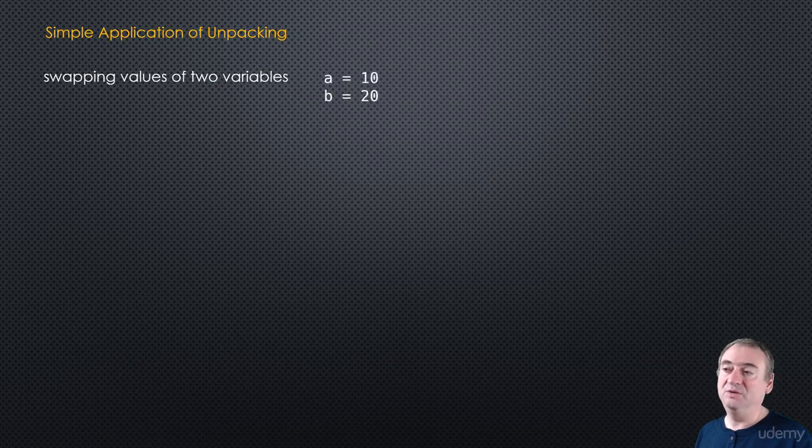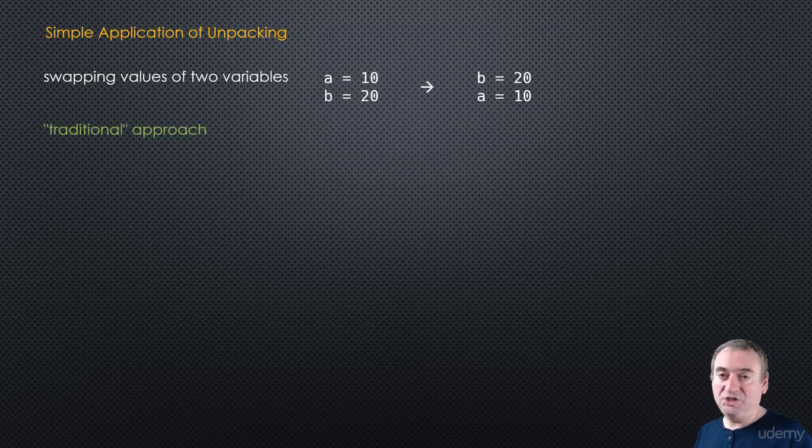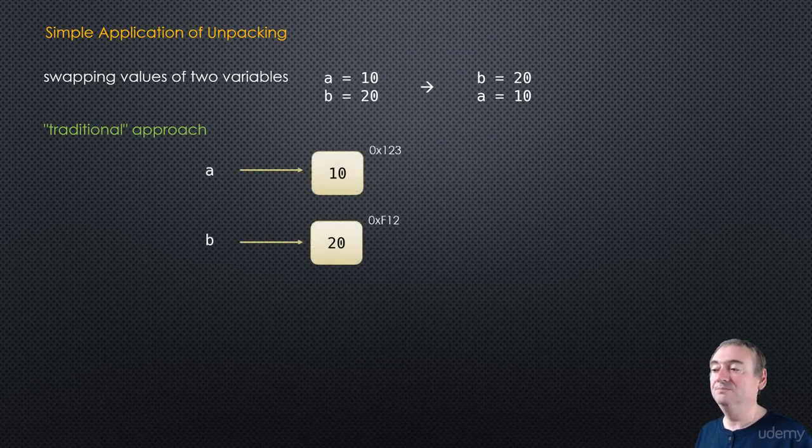So let's say we have 2 variables, a equals 10, b equals 20, and we want to swap them and essentially end up with b equals 20 and a equals 10. That's a fairly common task that's needed when we're programming. So the traditional approach might be something like this. In other languages, like Java, for example, this is how you would swap 2 values. So we start with a and b defined, right? a points to this 10, and b points to this object that is the integer 20.